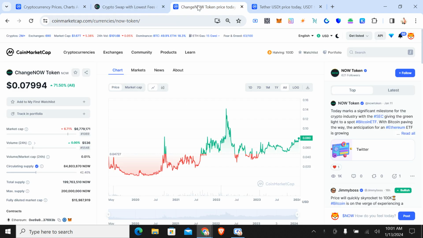With regards to cashback, you will be getting this token, which is the ChangeNow token, and as you can see, it's up by 72% from its all-time high.